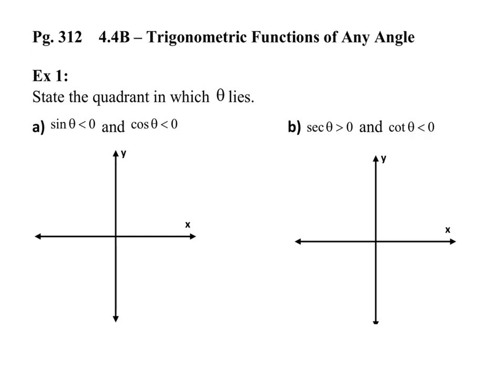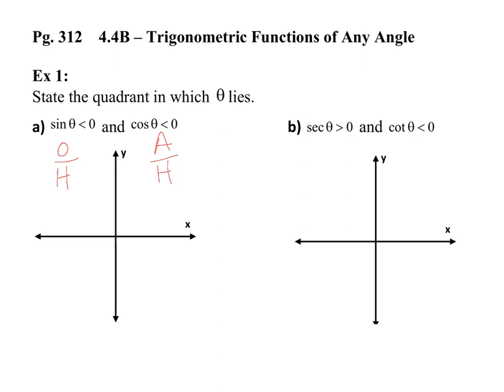Okay, starting off lesson 4.4b. Our example 1: state the quadrant in which theta lies. At first, these problems look really complicated, but they're actually quite simple. Here's what you have to do. Sine is opposite over hypotenuse, and cosine is adjacent over hypotenuse.